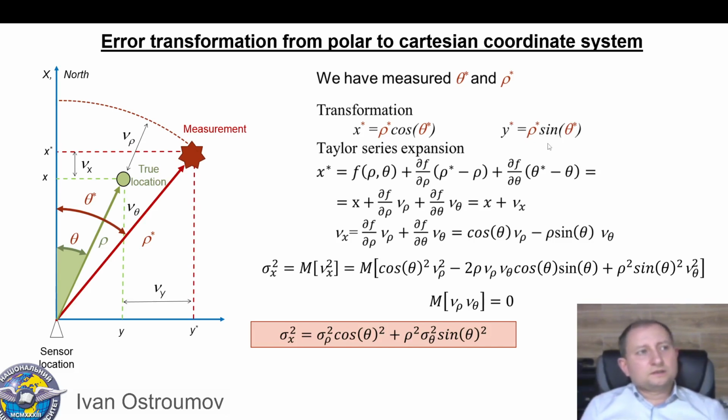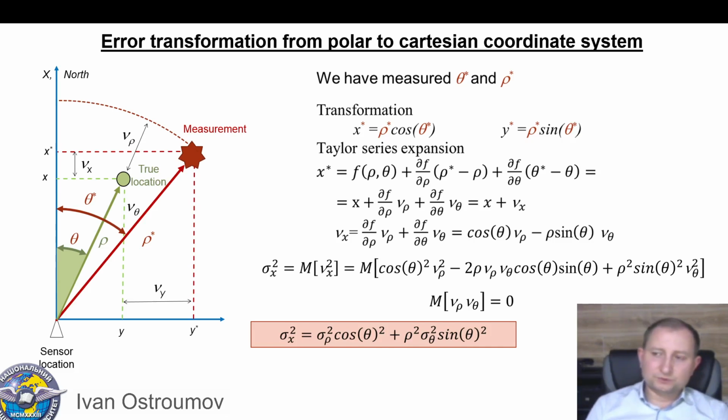This is like polar to Cartesian transformation equations. However, if you would like to understand how errors will migrate from one reference frame to another one, we need to consider only errors.